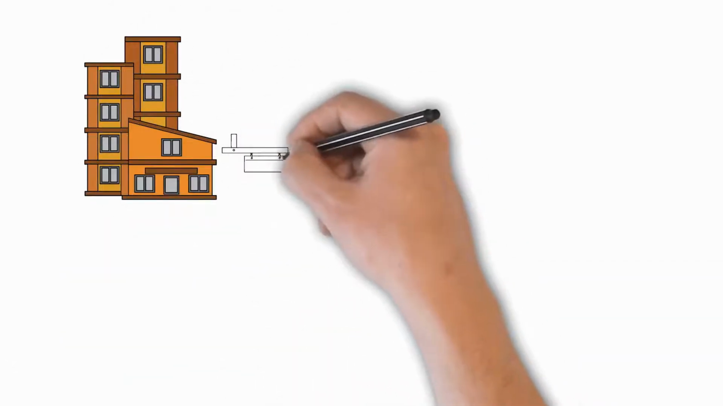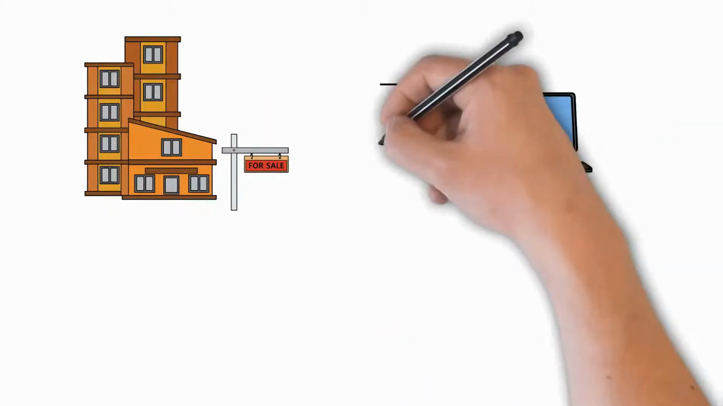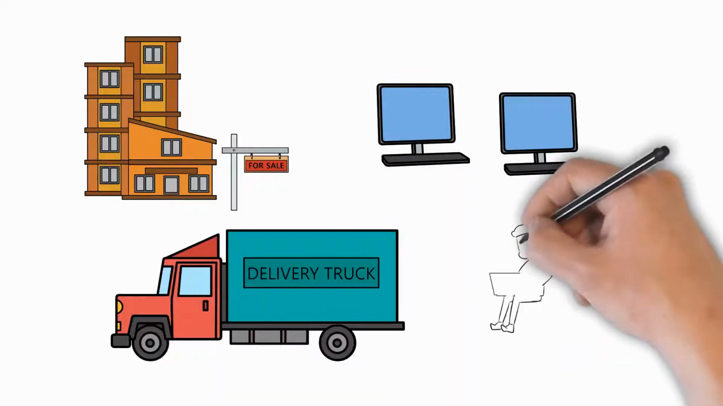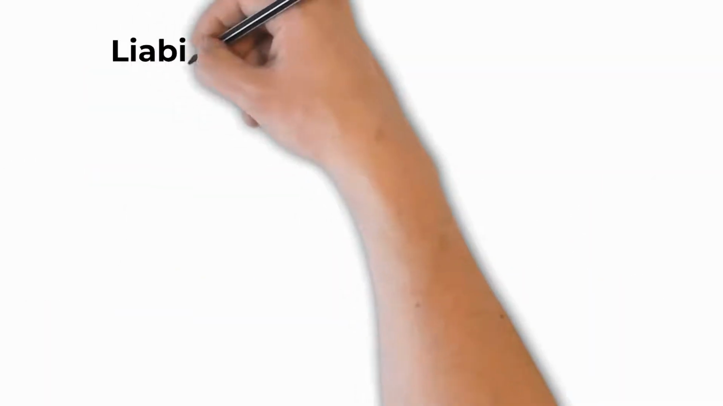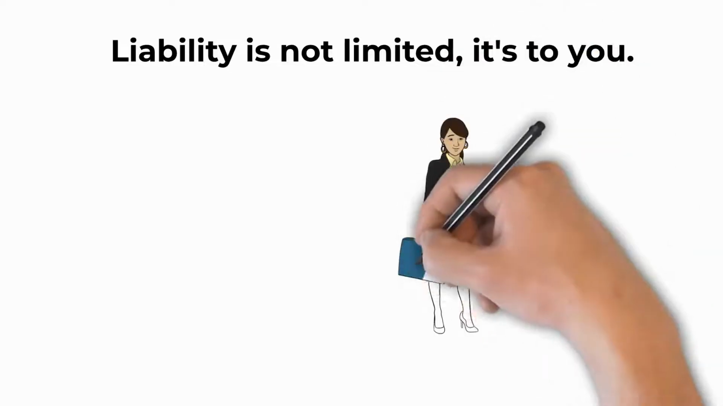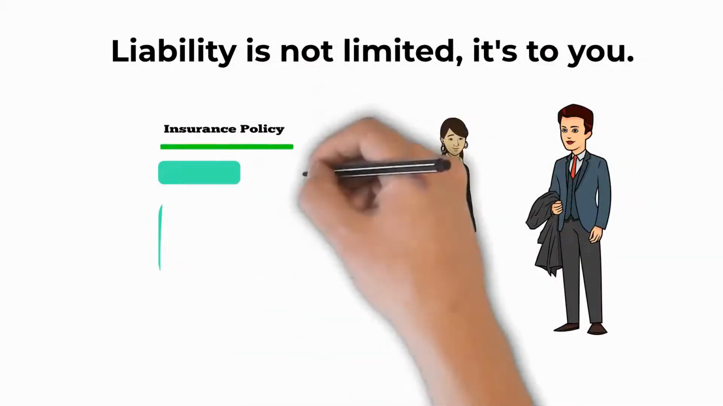The downside to a sole proprietorship is if you grow and you want to sell the business, you really can't sell a sole proprietorship. You can sell assets or inventory, intellectual property, but in order to sell the company, you have to convert it to a different type of entity. Also, the liability is not limited, it's to you. So if someone sues the company, they would be suing you. So if you have any sort of risk in the company, you'll probably need insurance.